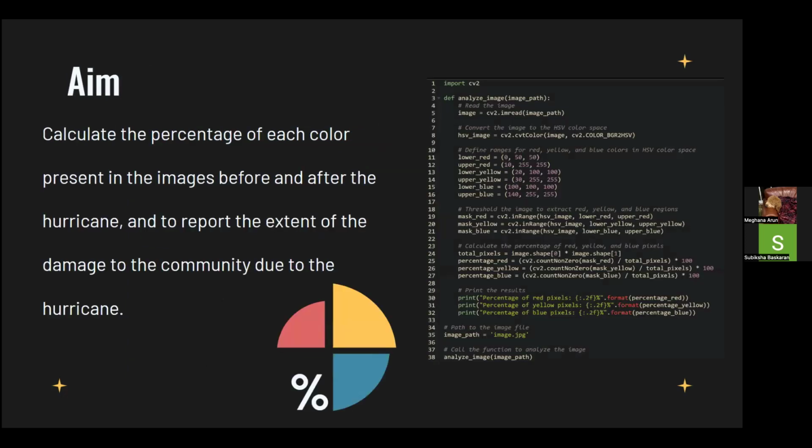Our CubeSat aims to calculate the percentage of each color present in the images before and after the hurricane, and then report it back to the ground station with data from each photo. The collected percentages could then be used to analyze the extent of the damage done to the communities by the hurricane. We use a Python code which takes into account the RGB of each image and outputs the percentage of pixels of each color.